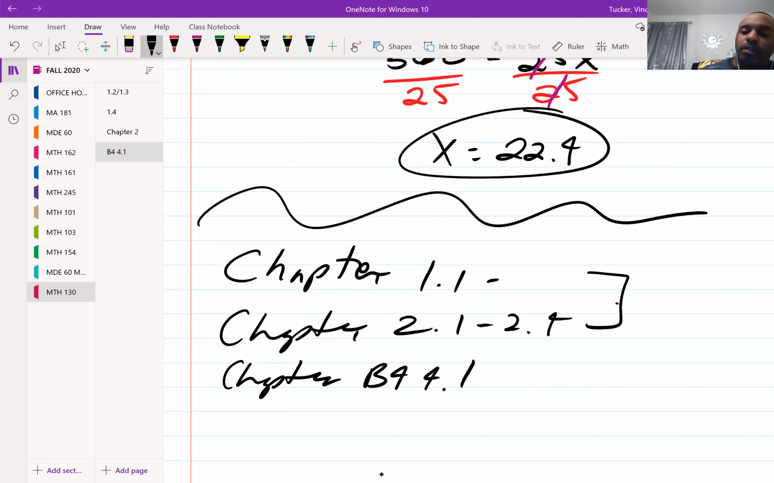So there's a test. Test 1 is on chapter 1 and chapter 2. 1.2 through 1.5. There it goes. So chapter 1 goes 1.2 to 1.5.